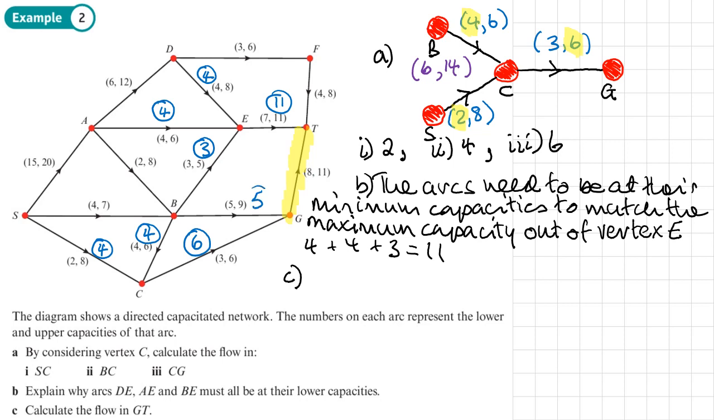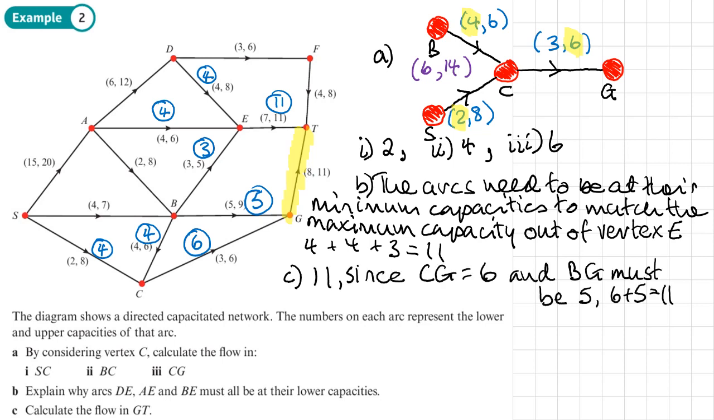It has to be 5 because the conservation condition says that the amount of flow into a vertex needs to match the flow coming out of the vertex. So that has to be 5. So we've calculated the flow in GT, and that has to be 11. I've just added a reason why: since CG equals 6, already calculated, and BG must be 5 to get the 6 plus 5 going in, has to equal 11, can't go over 11. That's why this one has to be 5.